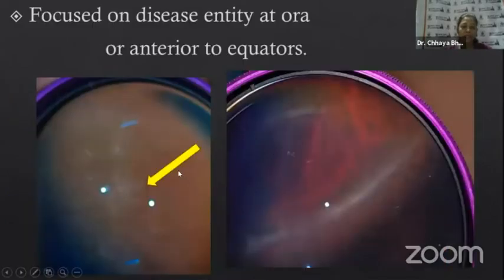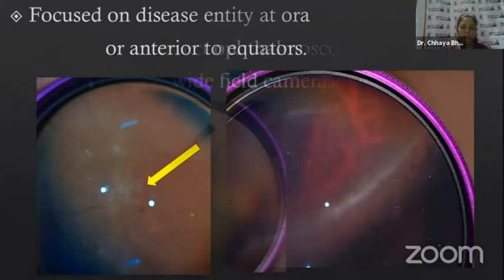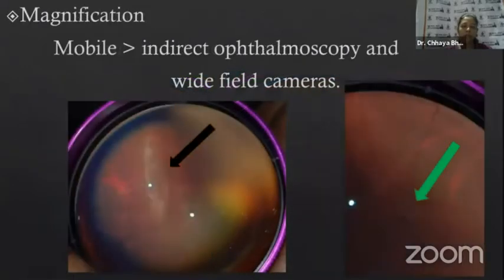Disease at a particular quadrant can be easily captured. In this picture, we can see here buckle height, which is very near to ora. The magnification is much higher than the indirect ophthalmoscope and the wide field cameras. Like you can see a lattice with hole, and in this picture we can see a small hole with shallow SRF.